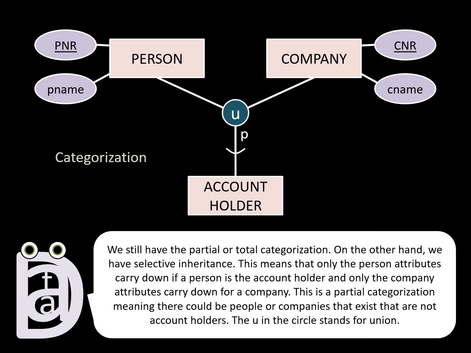On the other hand, we have selective inheritance. This means that only the person attributes carry down if a person is the account holder, and only the company attributes carry down for a company. This is a partial categorization, meaning there could be people or companies that exist that are not account holders. The U in the circle stands for union.